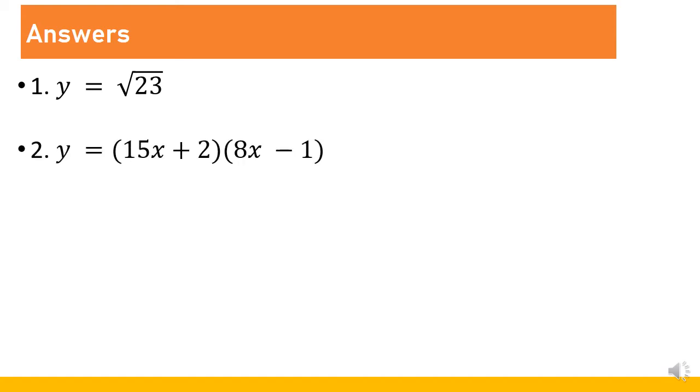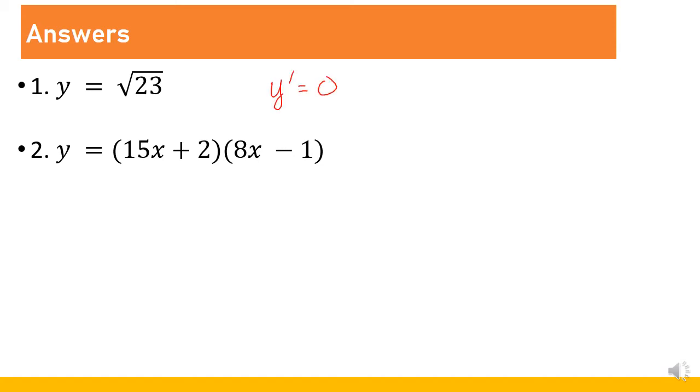Okay, so let's check your answers. For number 1, what is the derivative of square root of 23? Again, you need not worry about the radical here because nonetheless, square root of 23 is a constant. Though it's an irrational number, it's still a constant. So its derivative will be 0.